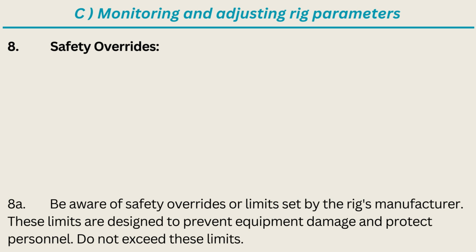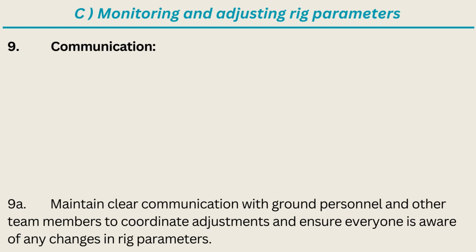8. Safety overrides. 8A. Be aware of safety overrides or limits set by the rig's manufacturer. These limits are designed to prevent equipment damage and protect personnel. Do not exceed these limits. 9. Communication. 9A. Maintain clear communication with ground personnel and other team members to coordinate adjustments and ensure everyone is aware of any changes in rig parameters.